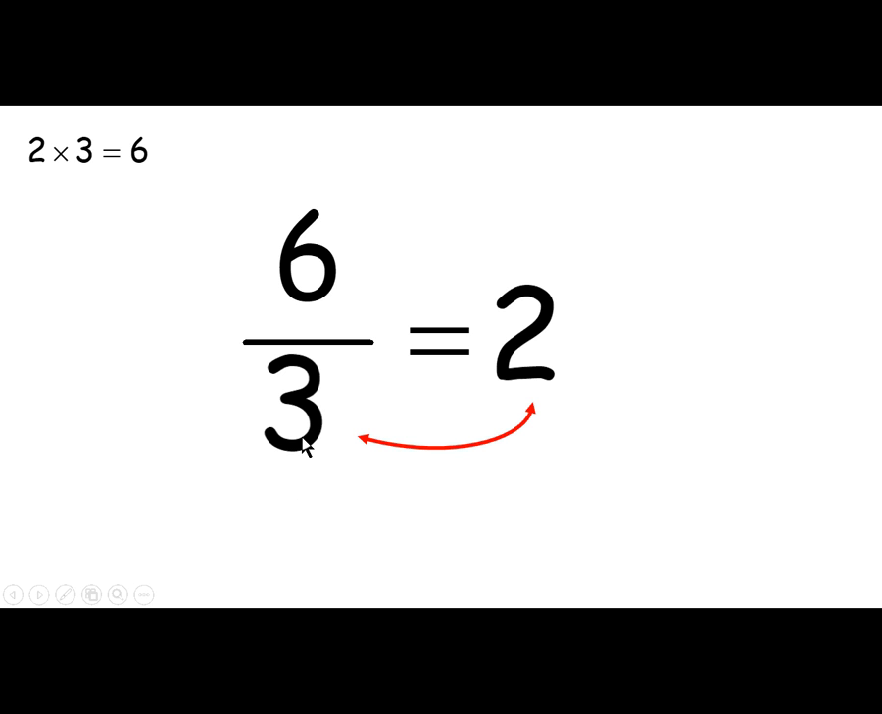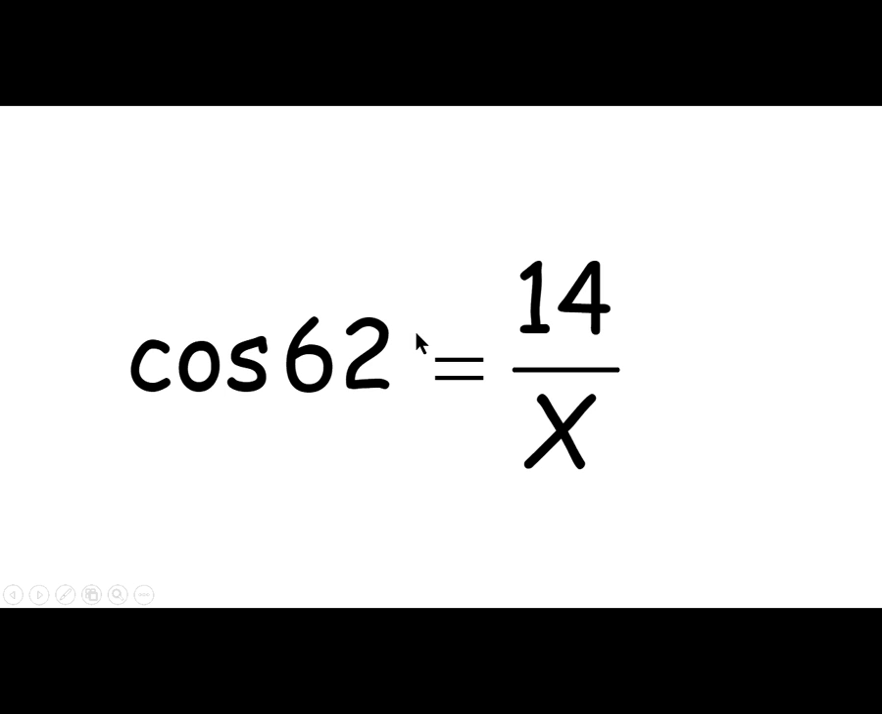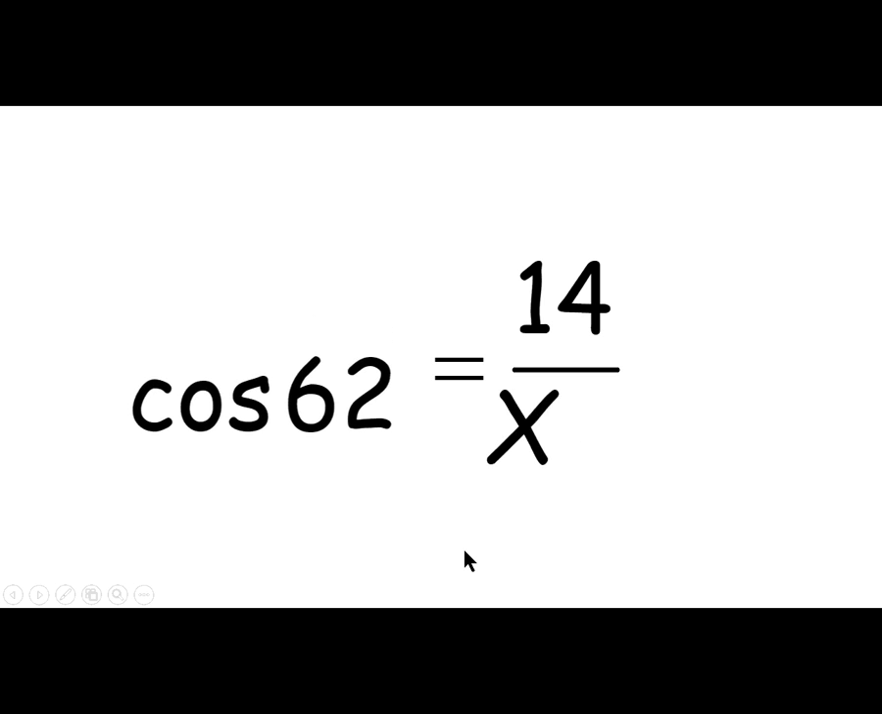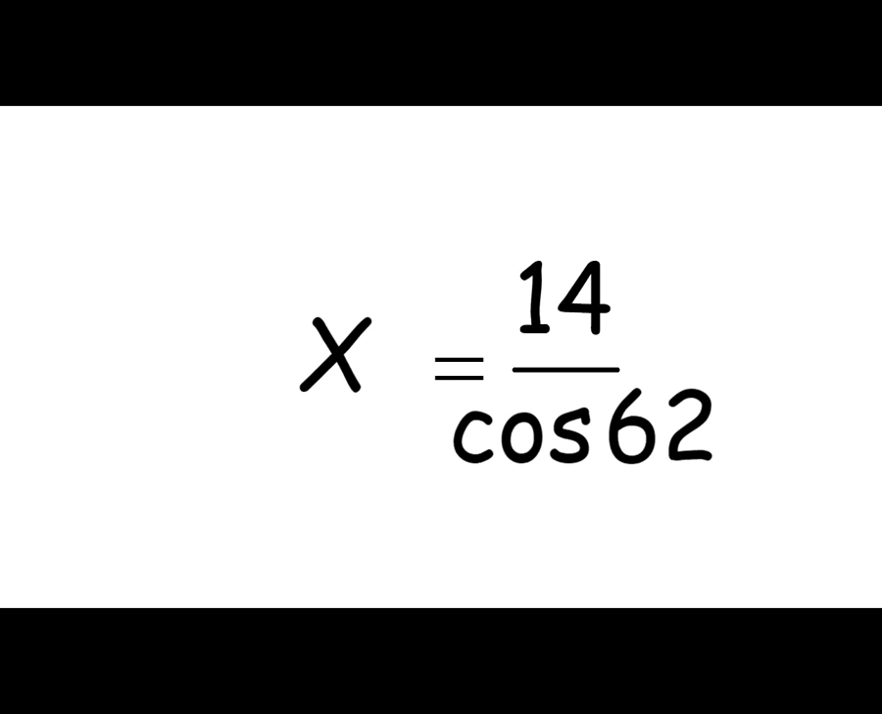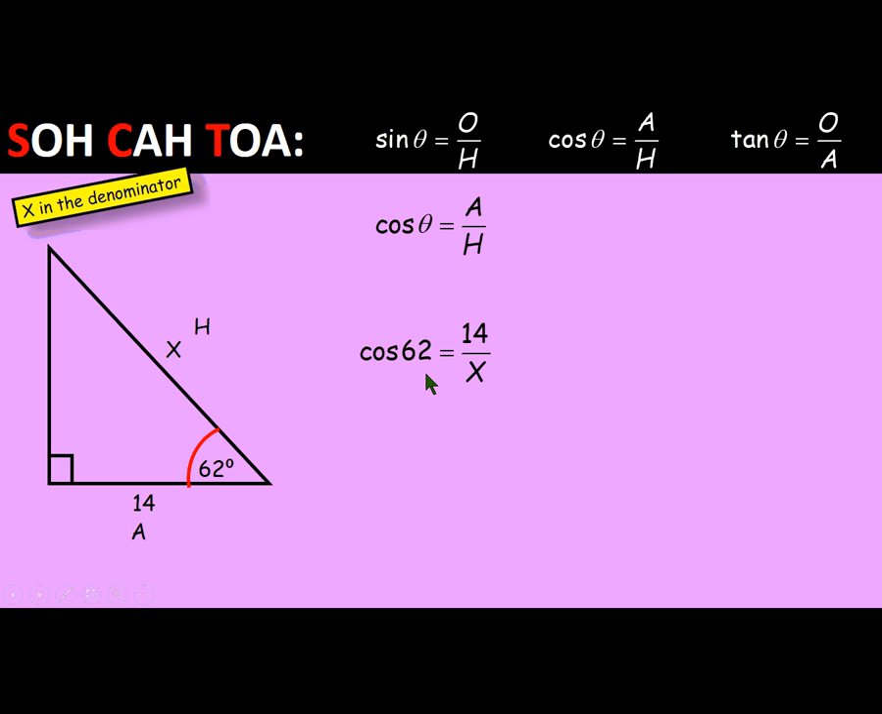You could swap the number on the bottom of the fraction for the number on the other side. So when we had this problem just a few moments ago, 14 divided by x is equal to the cosine of 62, you don't multiply by 14, you swap the x with the cosine of 62. So this problem where we had cosine of 62 is equal to 14 over x, what we really want to do is say x is equal to 14 divided by cosine 62. And we just put that in our calculators, 14 divided by cosine of 62, and we get about 29.8.